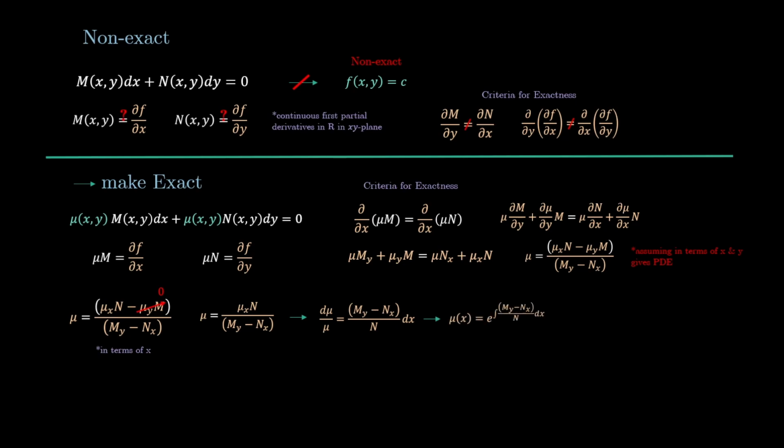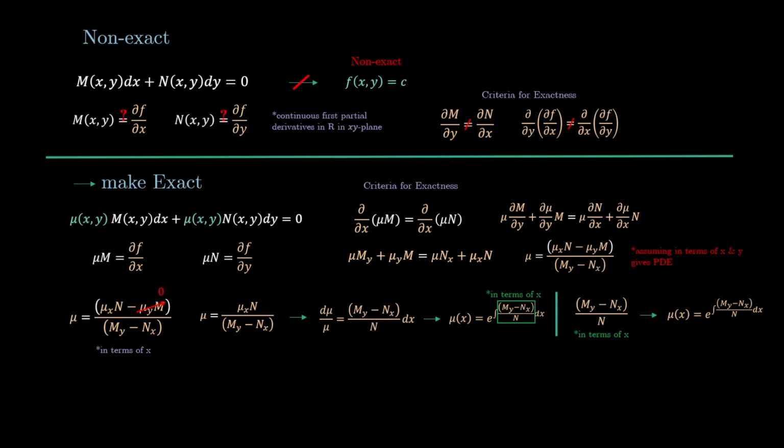And now, if we keep our assumption that mu has to be in terms of x, then that implies that this quantity inside the integral will have to be in terms of x as well. So, to summarize, what we generally do is we solve for this, (M sub y minus N sub x) over N, and we try to see if it's in terms of x. And if it is in terms of x, then our integrating factor shall be this, which is in terms of x.